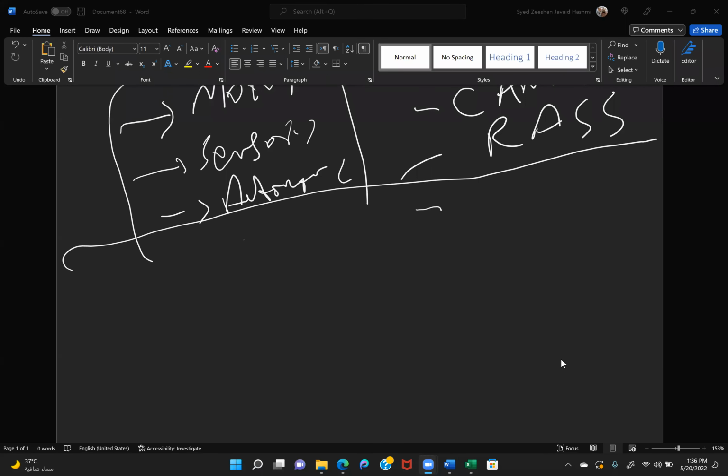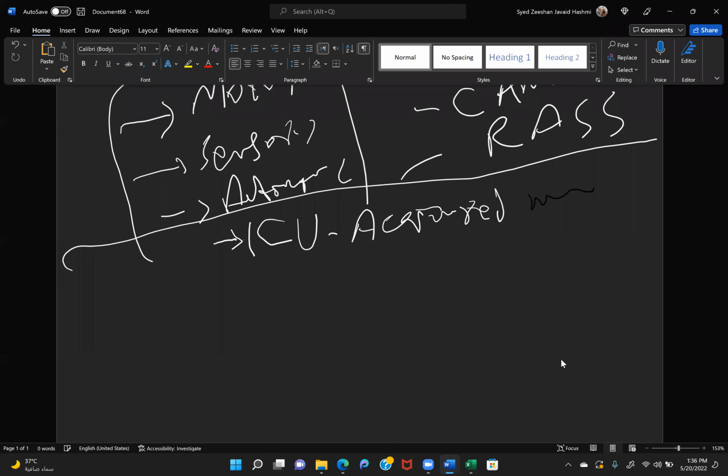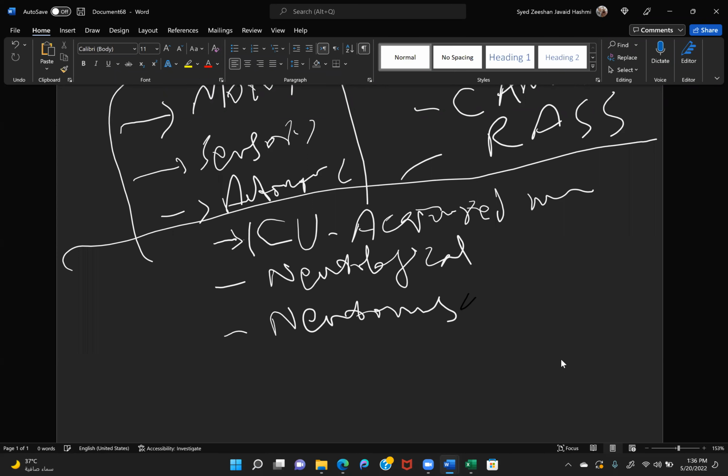Okay. I will just finish this point and then go to the next system. The things you should keep in your mind are evaluation of ICU-acquired weakness, any neurological problem which may be of any origin, and any other neuromuscular problem. So this is how you will be evaluating.